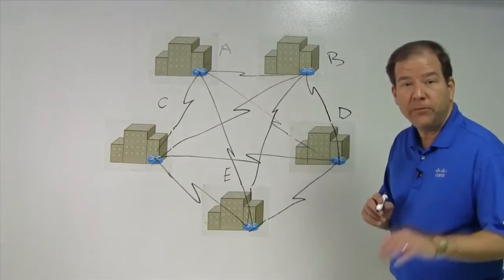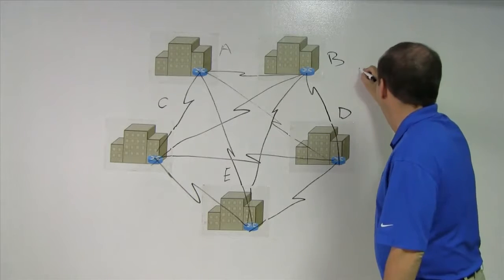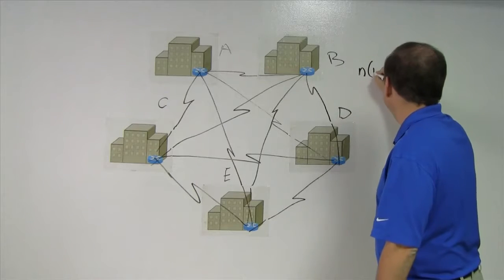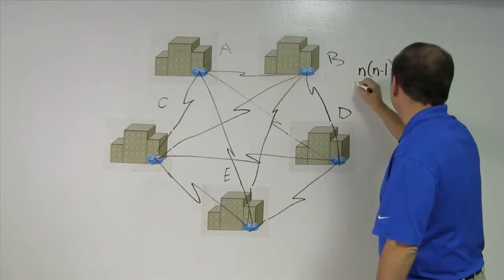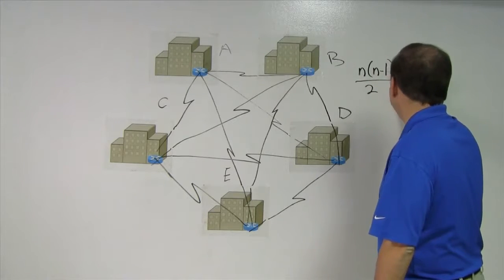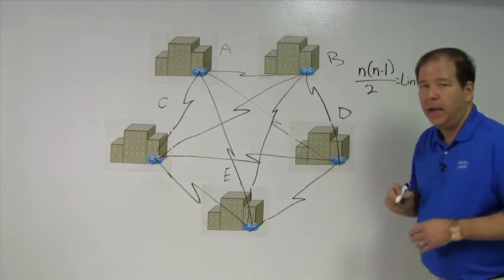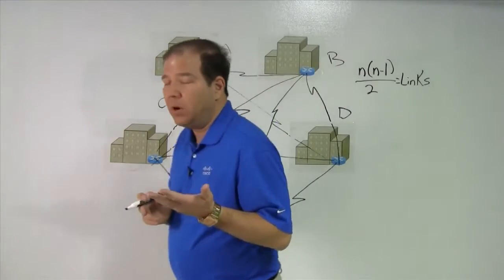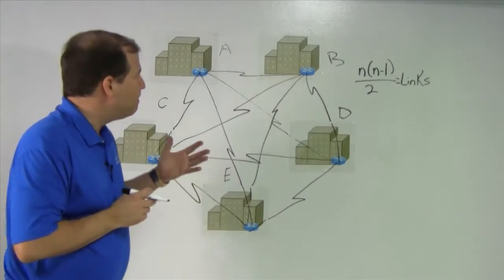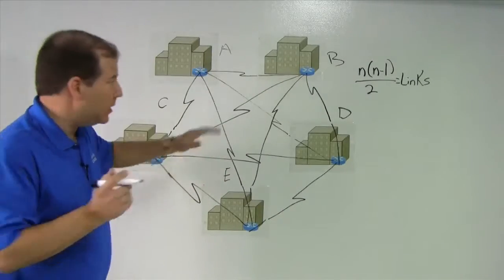Here's the formula for your notes. The formula is n times (n minus 1) divided by 2. That equals the number of links you have to have. N is the number of sites. In this case, we have 5 sites, so let's do the math.